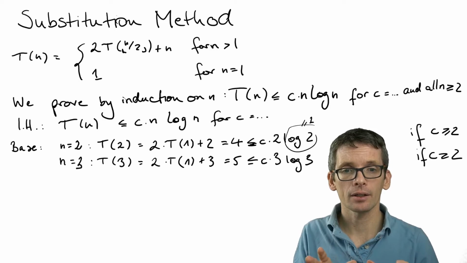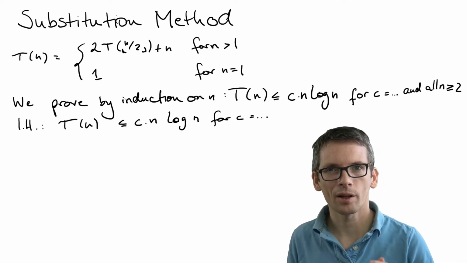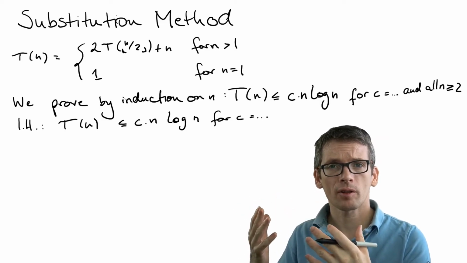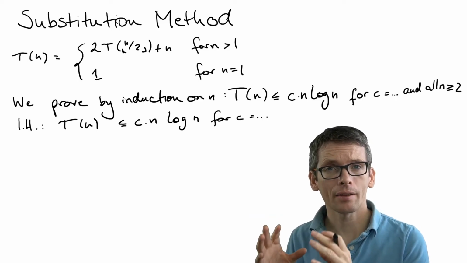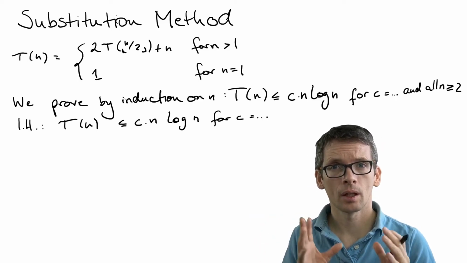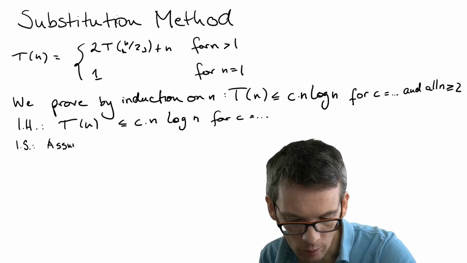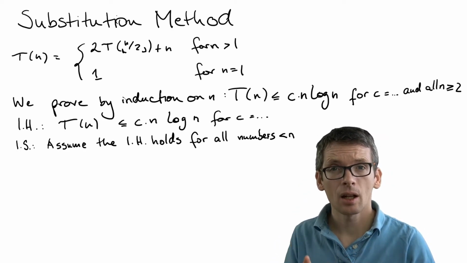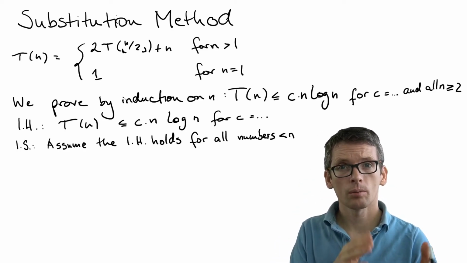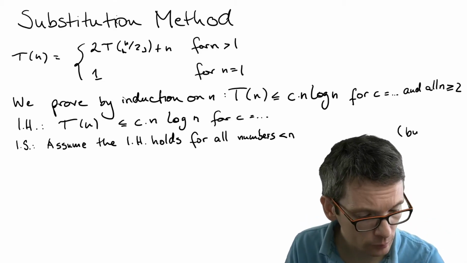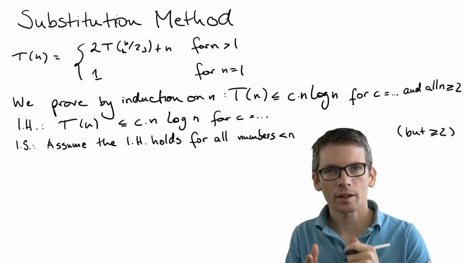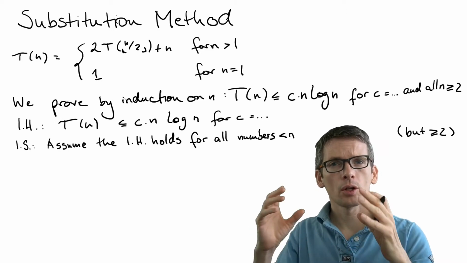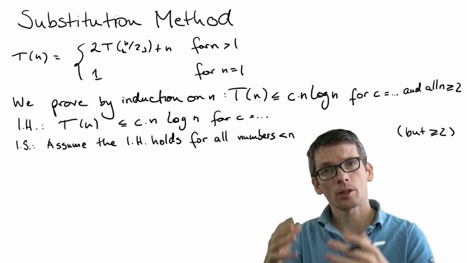That handles the base case. Now we're ready to do the induction step. So in the induction step, we assume that the induction hypothesis holds for all numbers smaller than n, and then need to prove that it also holds for n. So let's write down the assumption: all numbers smaller than n, but of course larger or equal to 2, because that was where we started. So now we want to prove that the induction hypothesis also holds for n. For that we start with T of n, use the recurrence, use the induction hypothesis, rewrite the expression, and hope we're done.